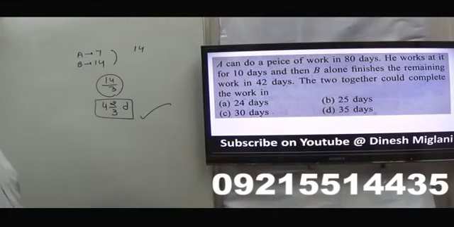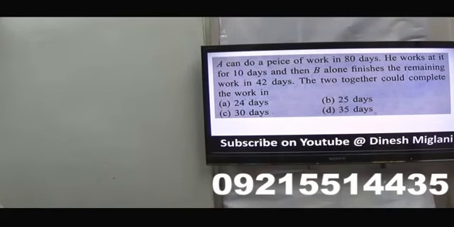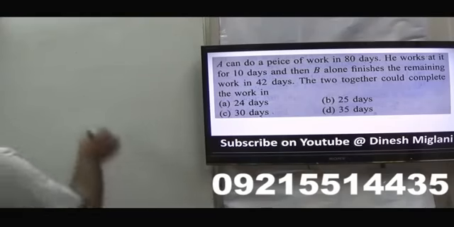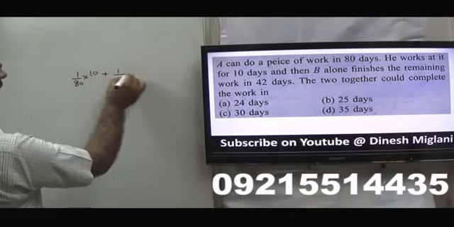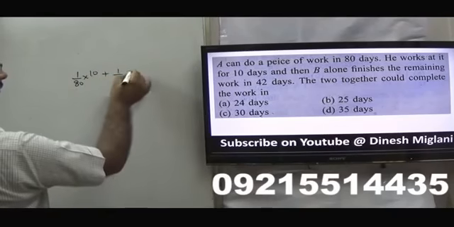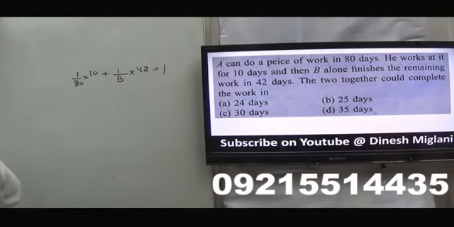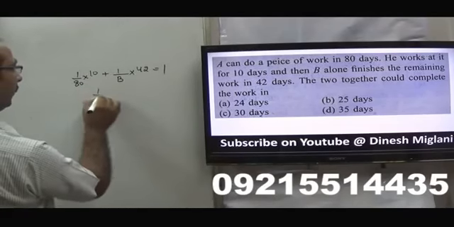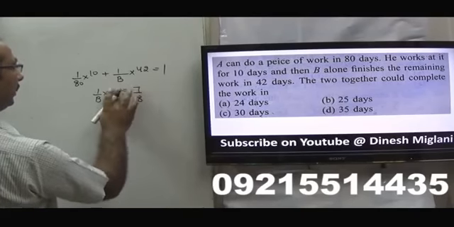Let us take the next problem here. It is given that A can do a piece of work in 80 days. He works for 10 days and then B alone finishes the remaining work in 42 days. We have to find out together how much time they take to complete the work. A's 1 day work is 1 by 80. He worked for 10 days. Let us say B's 1 day work is 1 by B. He can do the work in 42 days. This is equal to 1. From here I can find the value of B. That is 1 by 8. So 1 by B into 48 equals 1 minus 1 by 8, which is 7 by 8.